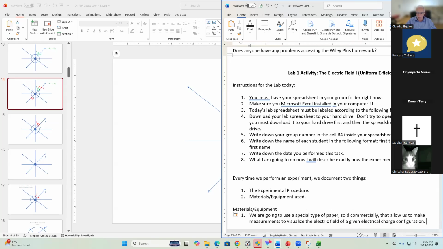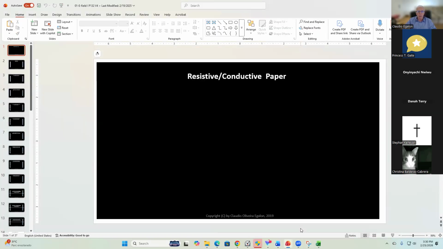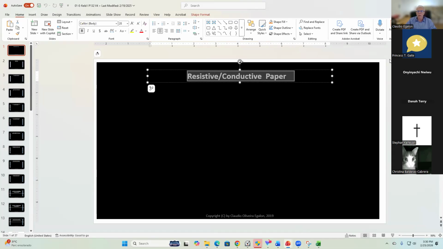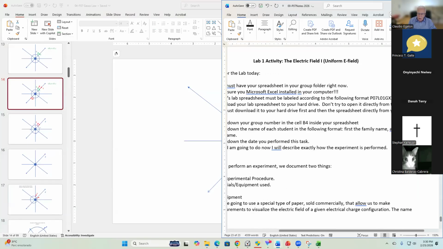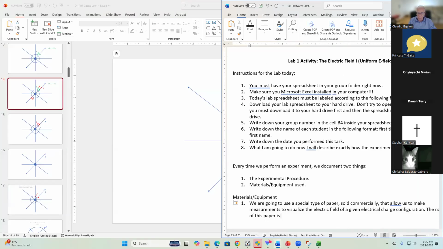The name of this paper is resistive conductive paper. Some people call it resistive paper, other people call it conductive paper. I like to call it resistive paper.